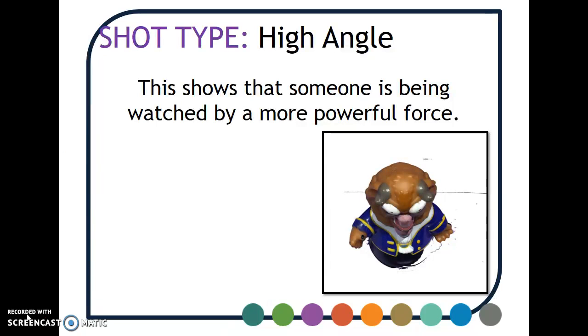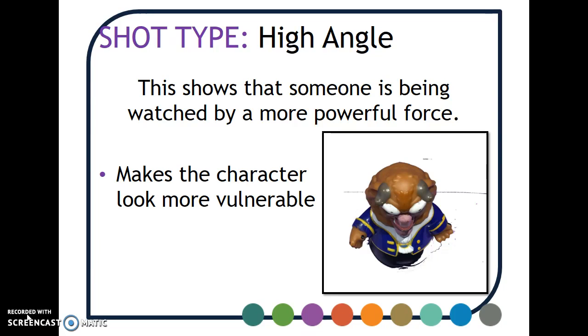The next shot type then is high angle. This shows that someone is being watched by a more powerful force. So it's taken from above. It makes the character look vulnerable. So it's a reverse of from the child's perspective. It's from the adult's perspective, for example.